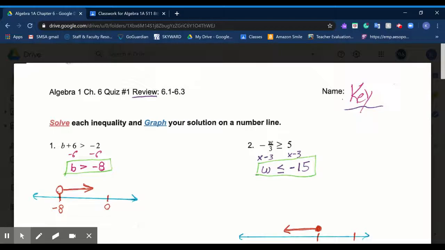Again, with the directions, make sure in order to get full credit that you are both solving and graphing your solution on the number line. So first solve the inequality and then graph the solution on a number line.